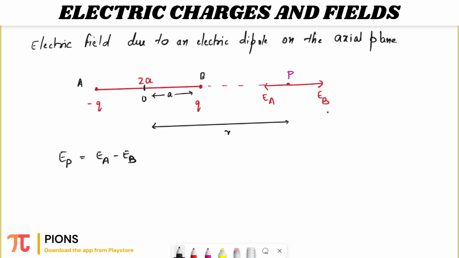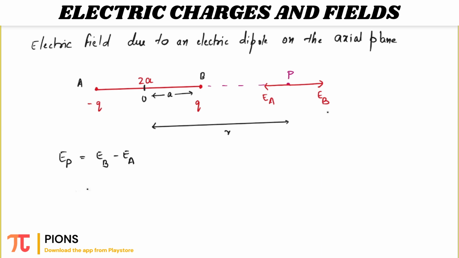EP is the axial point, right? And that will be EA minus EB, or you can also do EB minus EA. Better is to choose EB minus EA instead of EA minus EB. Sir, why? Because you can see that the charge B is closer to point P, so the intensity of electric field will be more compared to the charge at A. So EB minus EA will be a better choice. Otherwise, you will get a negative sign, so it doesn't make any difference. That magnitude we can remove.